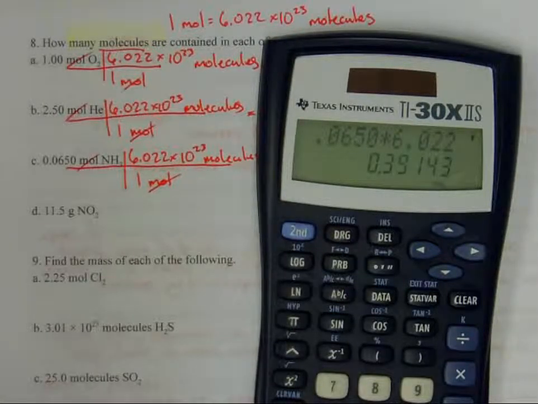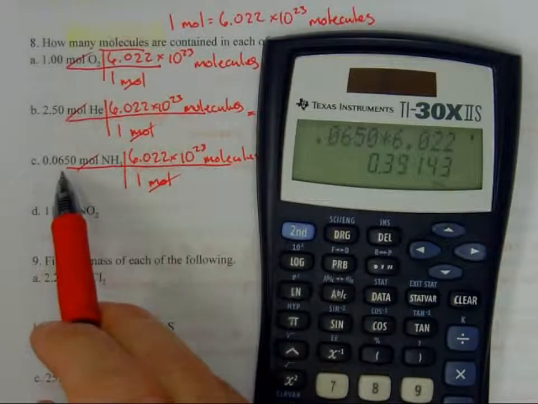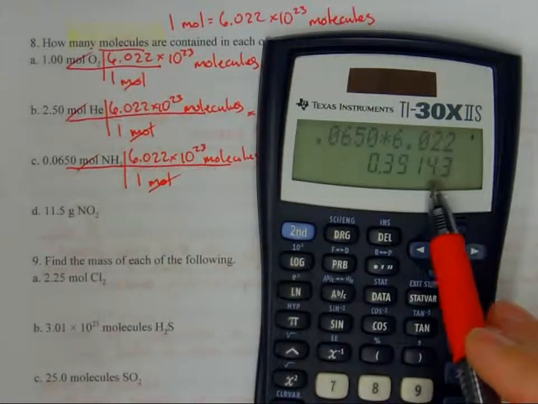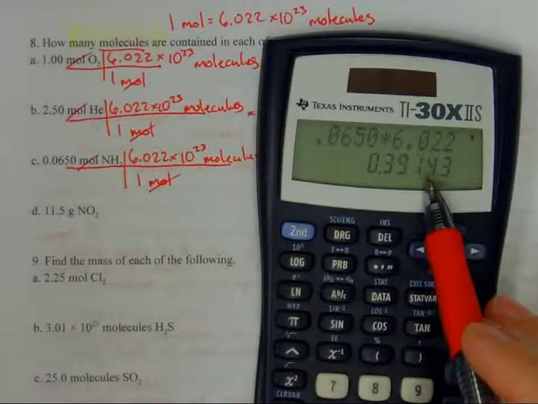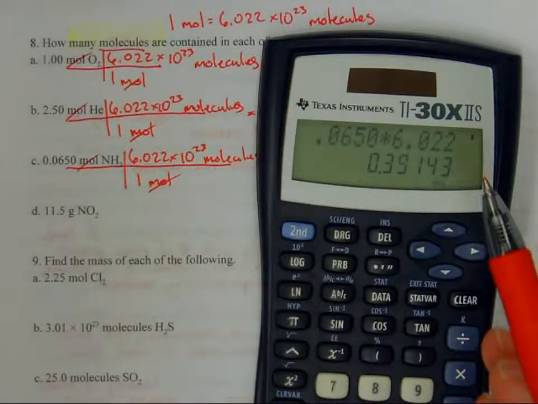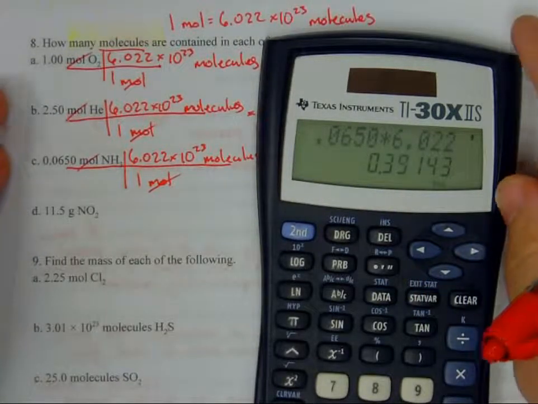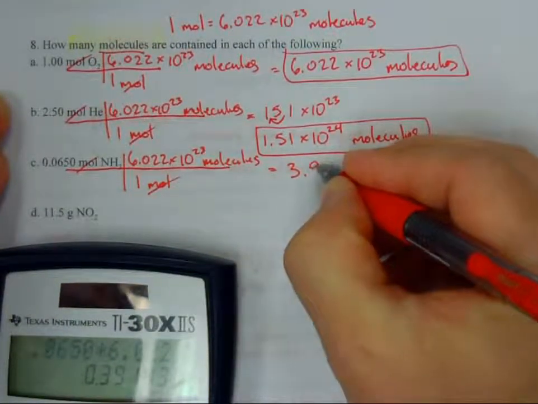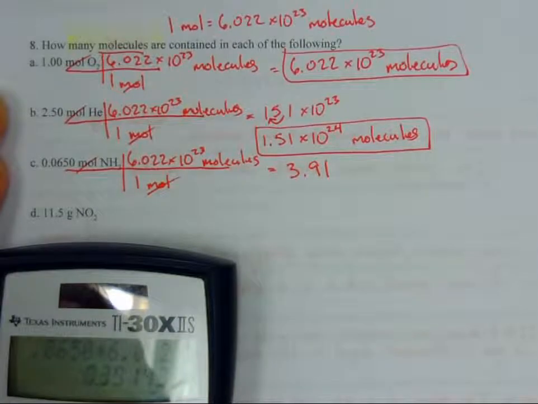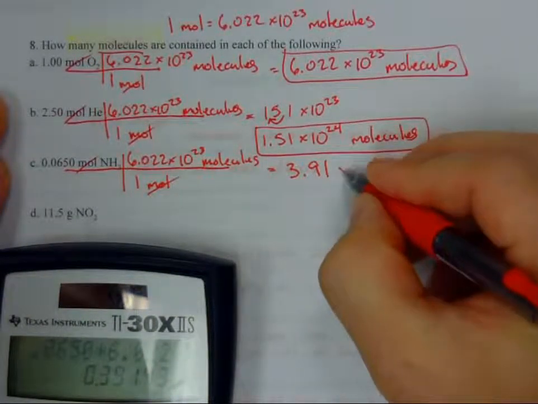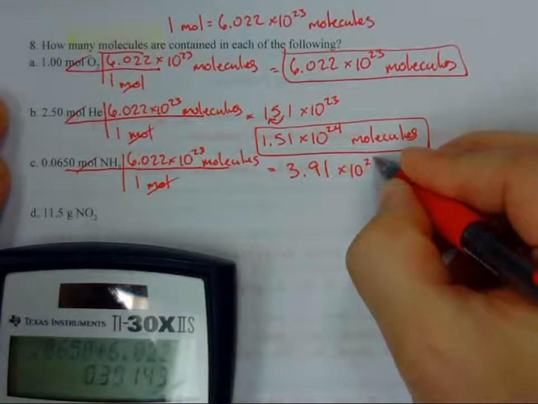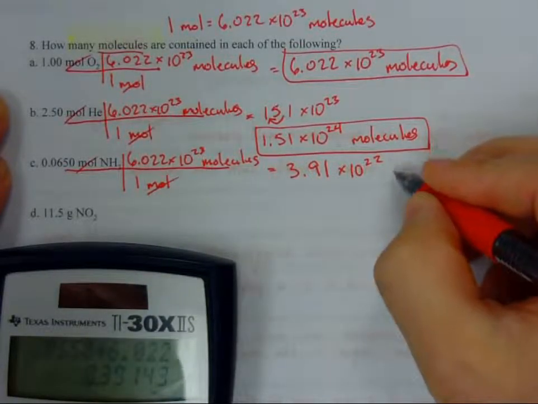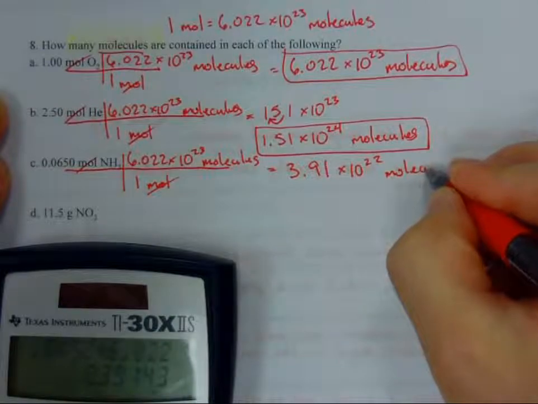But we also need to consider the appropriate number of sig figs. Looking at the question, we're given 3. That's pretty common. So that's that value right there. That 4 tells me to leave this alone. So as I move the decimal so that that value is between 1 and 10, I have 3.91 times 10 to the 22nd molecules.